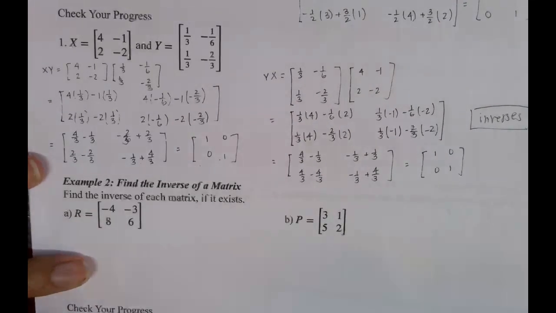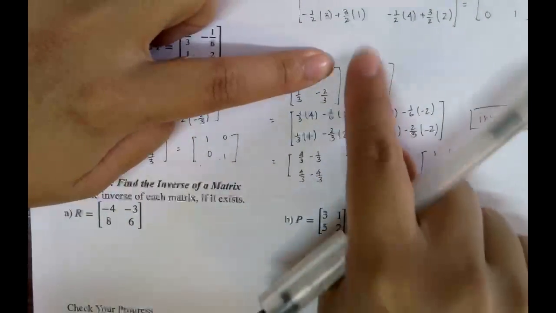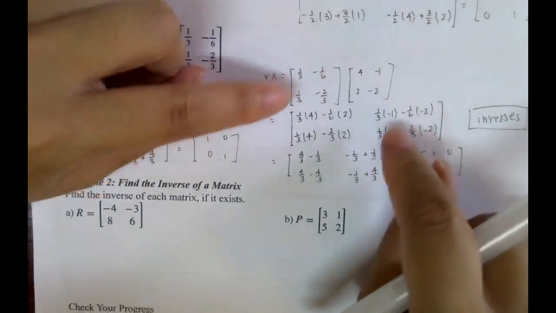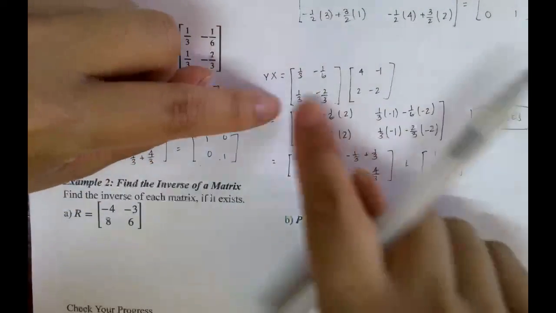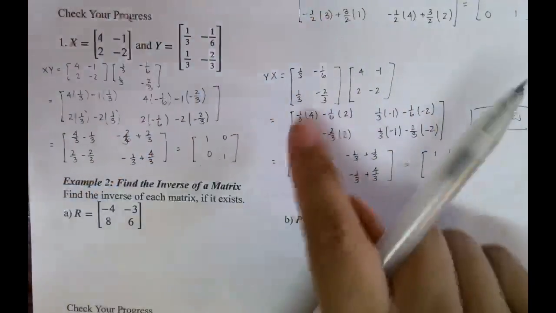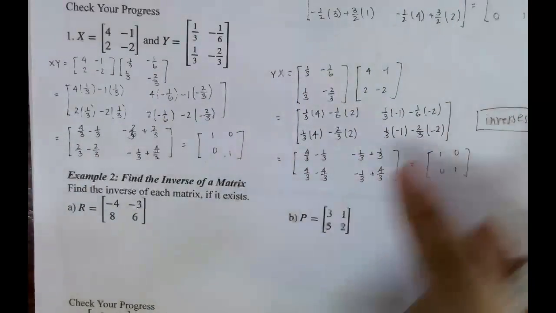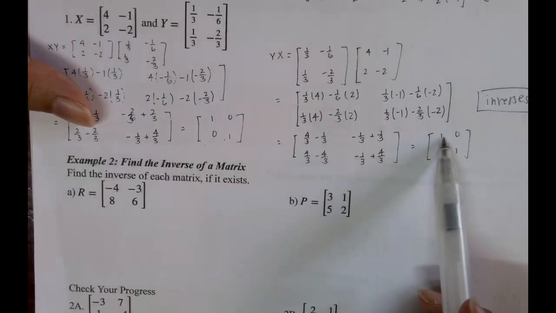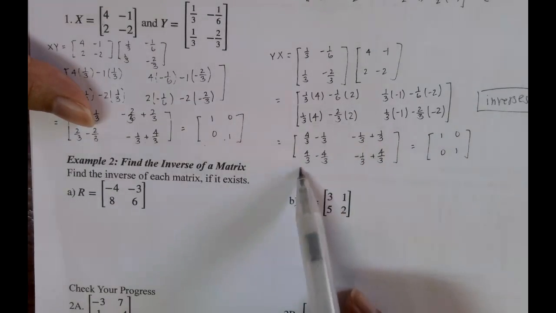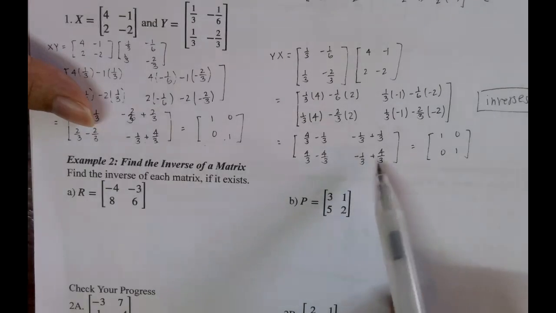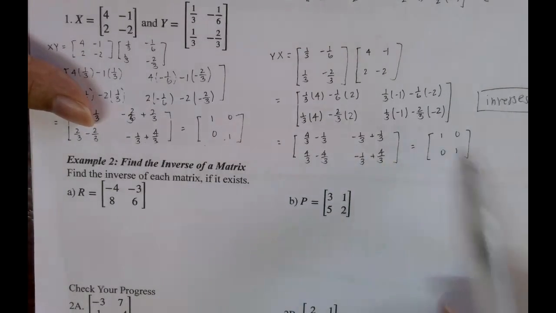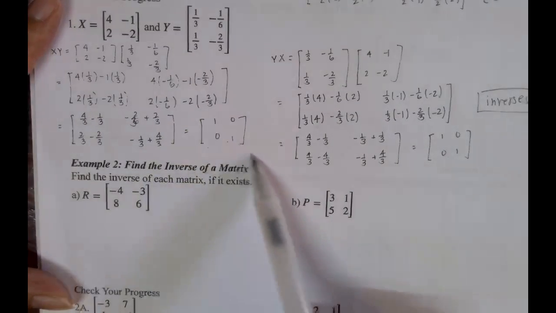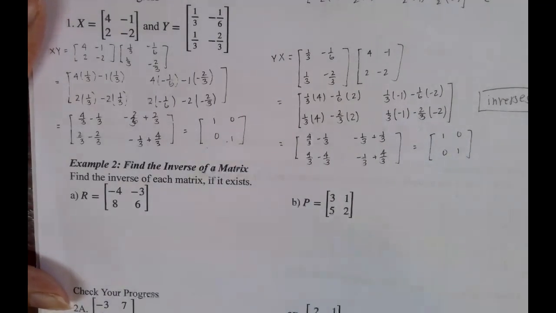Then I repeated it for y and x. So first row, first column. And then first row, second column. Then I did second row, first column here, and second row, second column here. Then I did my multiplication and simplified. So 4/3 minus 1/3 is 3/3, which is 1. Negative 1/3 plus 1/3 is 0. 4/3 minus 4/3 is 0. And negative 1/3 plus 4/3 is 3/3, and 3/3 is 1. Since both of these resulted in the identity matrix with 1 along the main diagonal and 0s everywhere else, they are inverses.